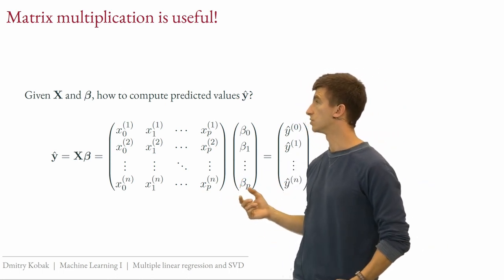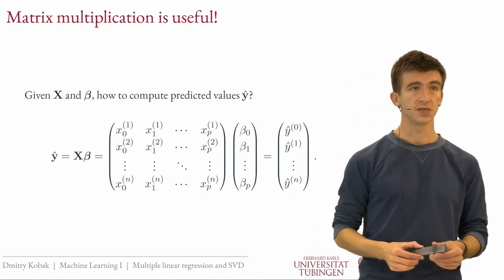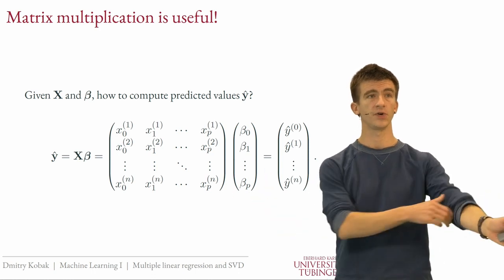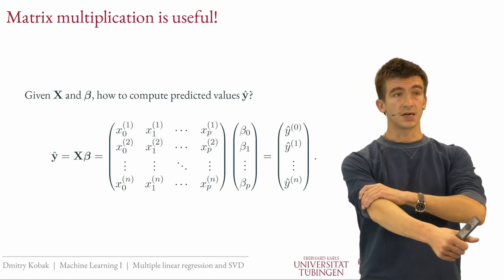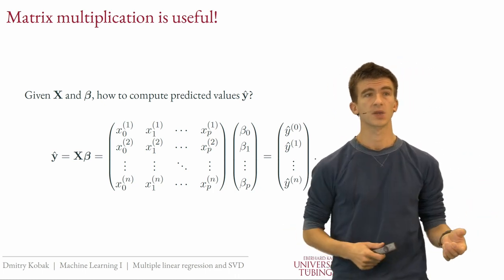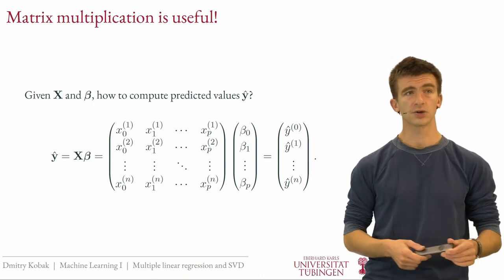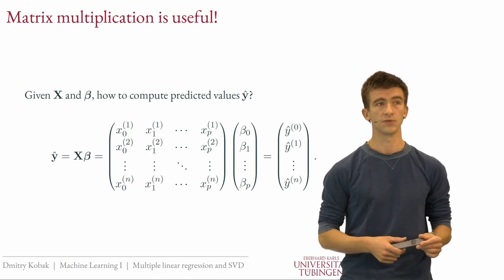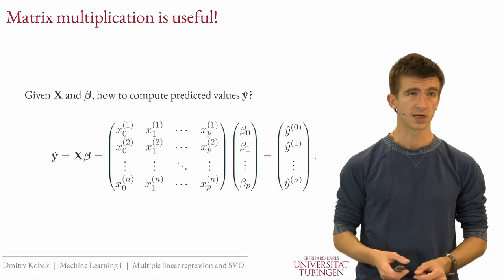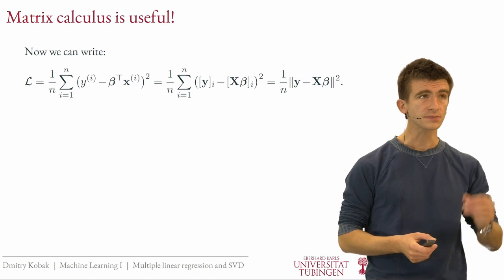If you do that, you'll notice that you just get your prediction. It's beta 0 times x0, then beta 1 times x1, and you go over the entire first training example, x1 vector, and then, of course, you obtain y hat 0. Great. And then for the second element, you take the second row. For the third element, you take the third row, and so on until n. So if you multiply X times beta, following the definition of matrix multiplication, you just get y hat, which is great. A very simple way to write it.